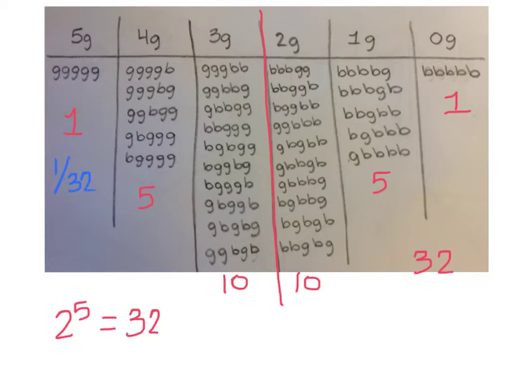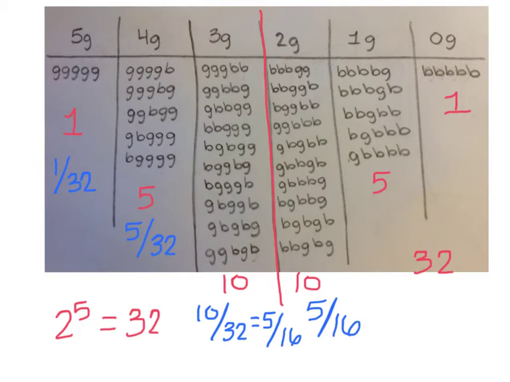So now, the probability that you have 5 girls is going to be 1 out of 32. The probability that you have 4 girls is 5 out of 32. The probability that you have 3 girls is 10 out of 32, but that can be simplified to 5/16. The probability that they have 2 girls is going to be the same as 3 girls at 5/16. The probability of having 1 girl is again 5/32. And the probability of having 0 girls is 1/32.